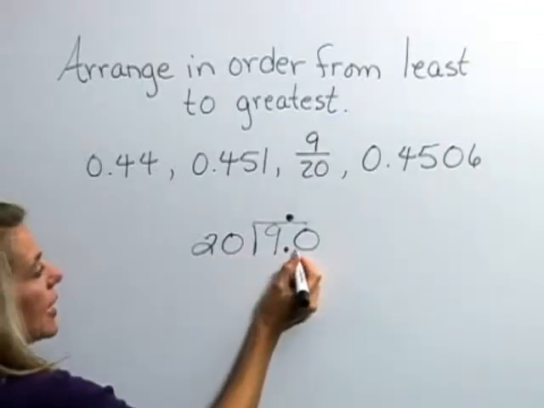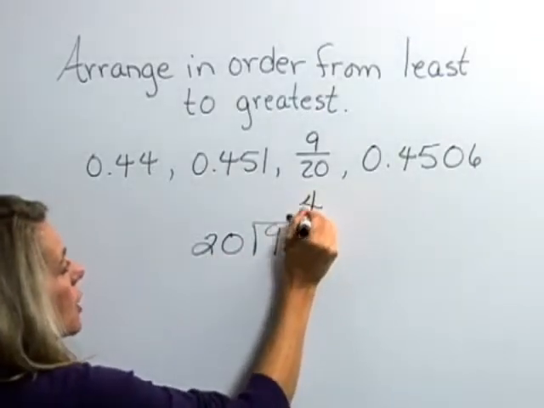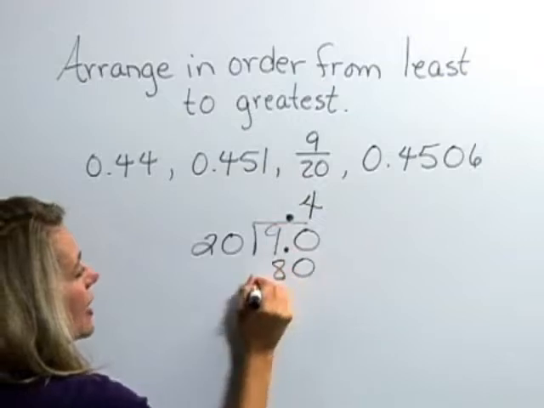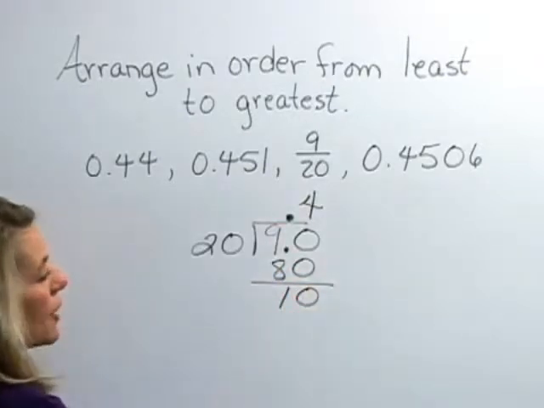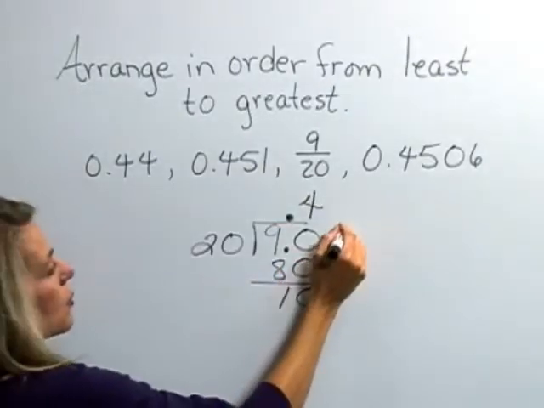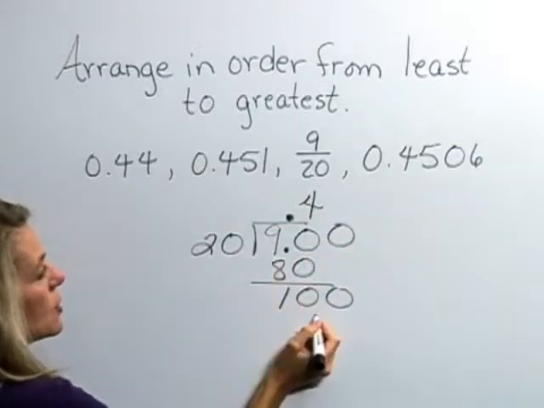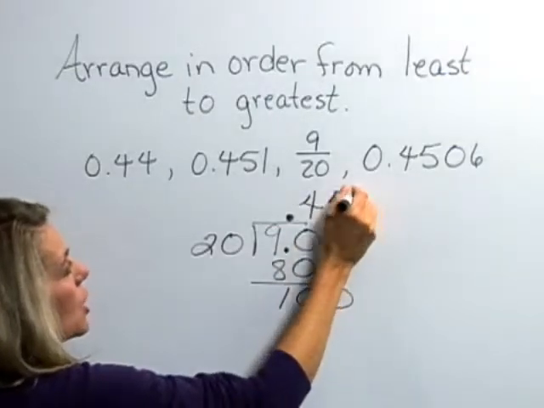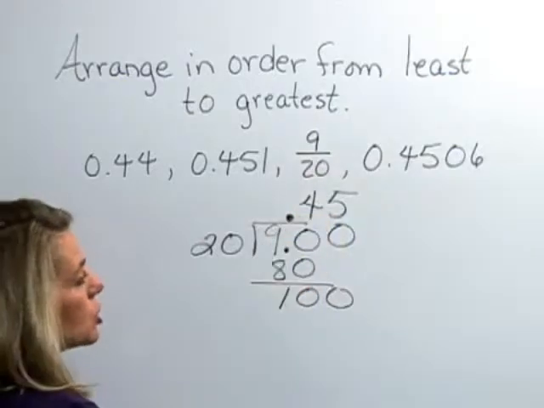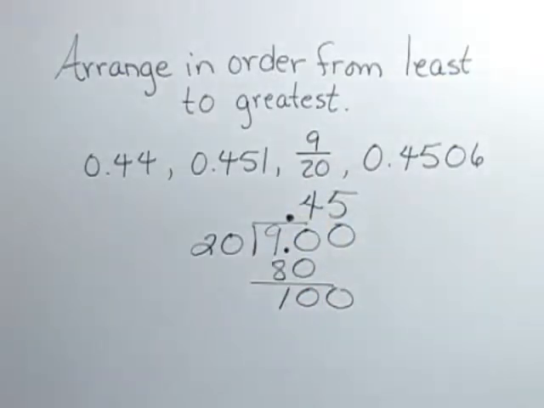20 goes into 90 4 times. 4 times 20 is 80. And when I subtract, we have 10 left over. Bring down a 0, and 20 goes into 100 5 times. So 9/20ths is equal to 0.45 as a decimal.